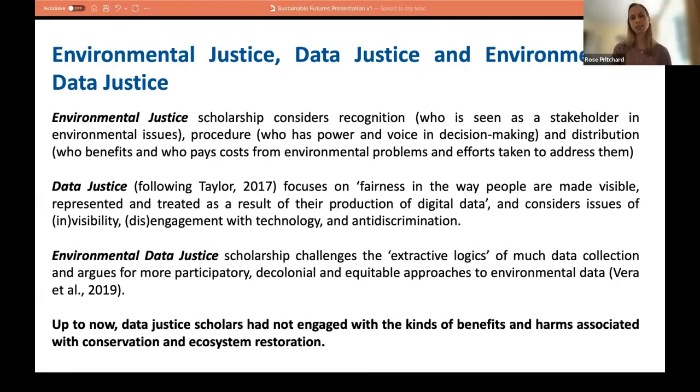And so environmental data justice advocates really argue for more participatory, more decolonial, more equitable approaches to the ways that we collect and manage environmental data. So we had this really rich body of existing scholarship to draw on in our work. But up to this point, data justice scholars haven't really thought so much about the kinds of benefits and harms that could come from conservation and from ecosystem restoration. And also they haven't thought so much in terms of justice beyond the human.